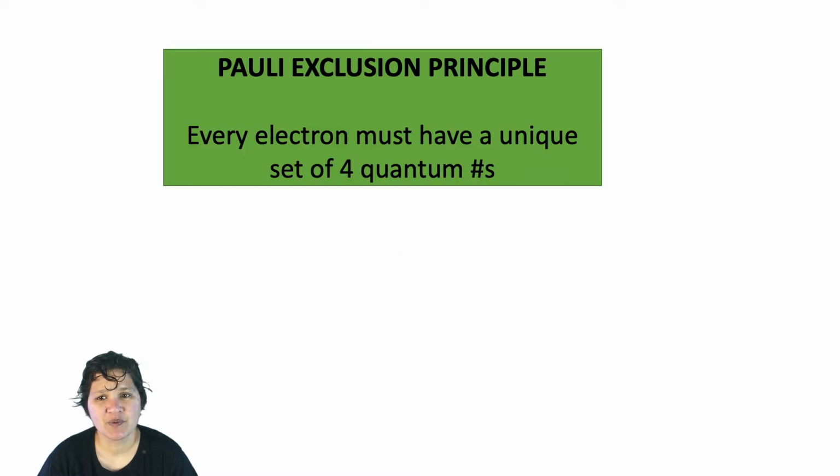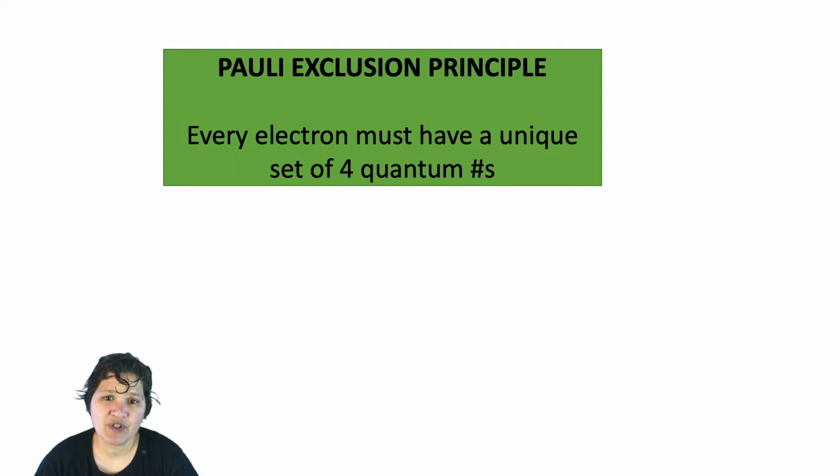The final principle is the Pauli exclusion principle, which states that no two electrons in the same atom can have identical values for all four of their quantum numbers. Now, if you don't know what quantum numbers are, stop here and watch this video first. But as a general rule, the four quantum numbers basically provide an address that tells you where an electron is located.